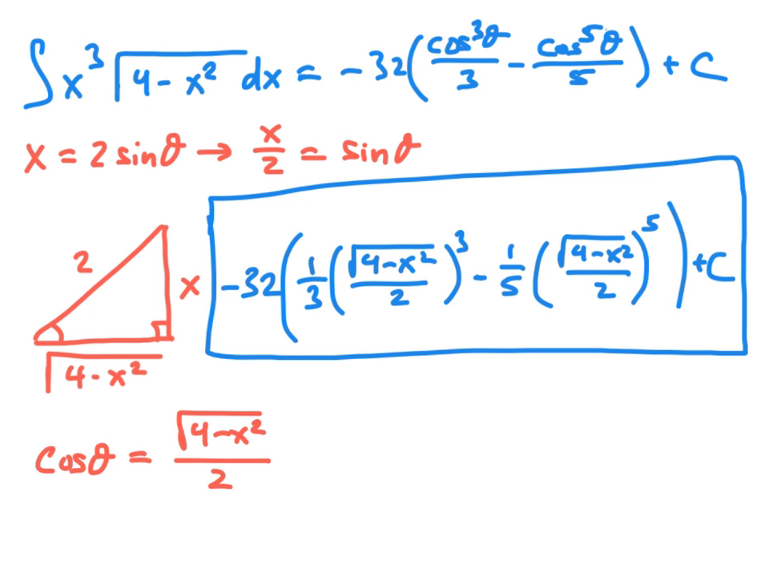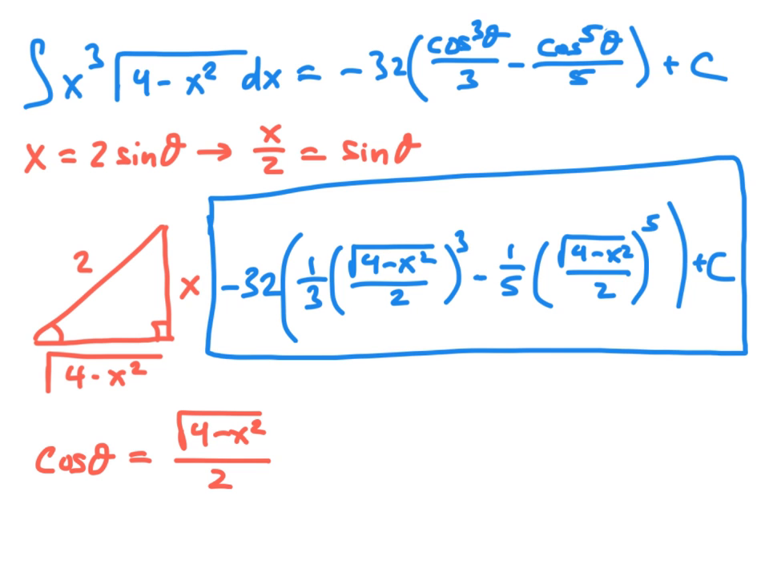In order to convert back to the variable x, we use a reference triangle approach. So here we have x equals 2 sine theta as our substitution, which tells us that x over 2 is equal to sine theta. So we can form a right triangle where the opposite side is x and the hypotenuse is 2. This gives us an adjacent side of the square root of 4 minus x squared by the Pythagorean theorem. From this right triangle, we see that the cosine of the angle theta will be the square root of 4 minus x squared, which is the adjacent side, divided by the hypotenuse 2.